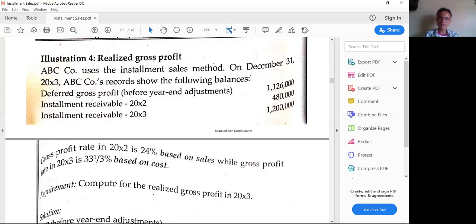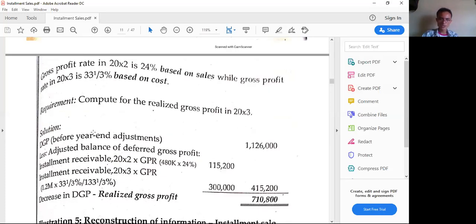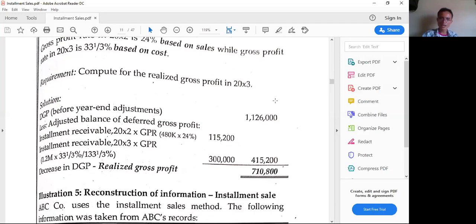Remember, deferred gross profit is profit that is yet deferred, being stated as a liability for the meantime, and then it will be transferred to income as soon as there are collections. So that's the reason that when we compare the difference between the deferred gross profit beginning and the ending, that is because of the realization of such. Okay, so that is why when we computed for this problem, you can see here how it was computed.